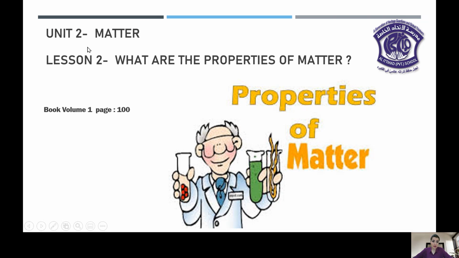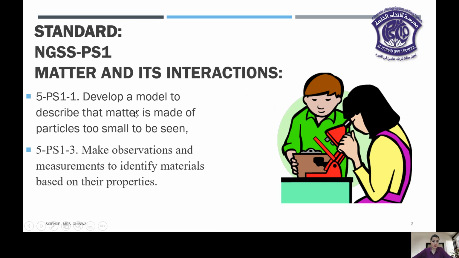In this chapter, which is Unit 2, Lesson 2, what are the properties of matter, we are going to tackle the properties of matter, and this is found in your Science Book, Volume 1, page 100. To start with, as we already mentioned, this lesson is tackling the standard NGSS PS1, matter and its interaction.